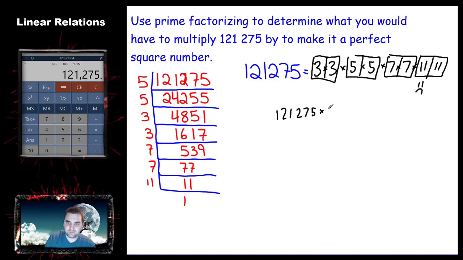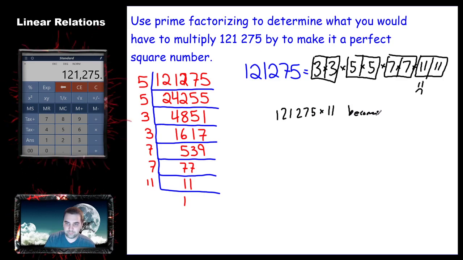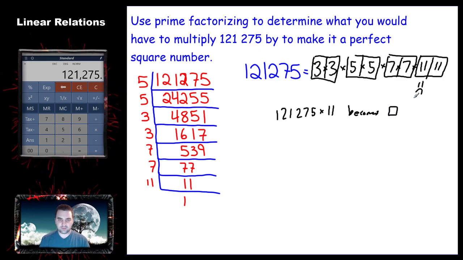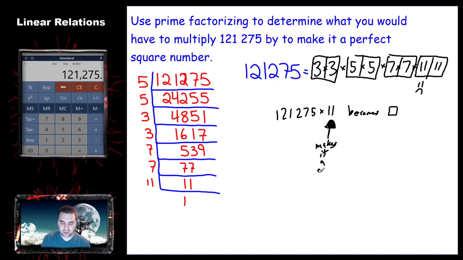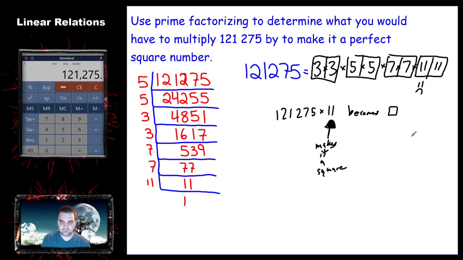So 121,275 times 11 becomes a square. I'm not going to write square for some reason. I'm just going to draw it. So if I multiply by 11, 11 is my answer. That's what I care about right there. That number makes it a square.